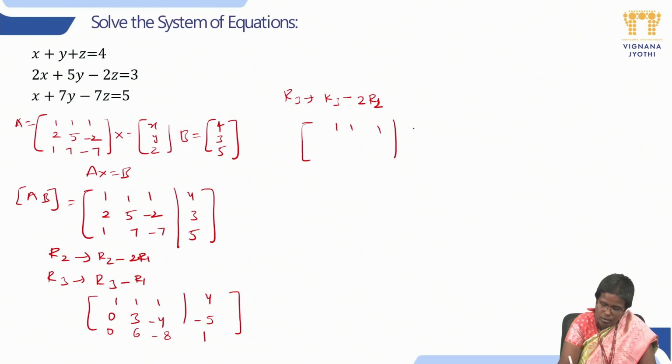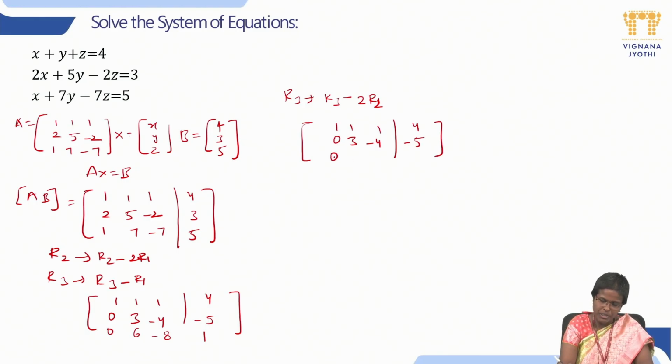1, 1, 1. 4, 0, 3, minus 4, minus 5, 0, 0 minus 0 is 0, 6 minus 6, 0, right, minus 8, here we are having minus 8, minus 2 into minus 4, that is nothing but plus 8, we are going to get 0, right. Next, R3 minus 2R2, R3, 1, minus 2 into plus 2 into 5 is 11, right. Let us consider as equation 1.